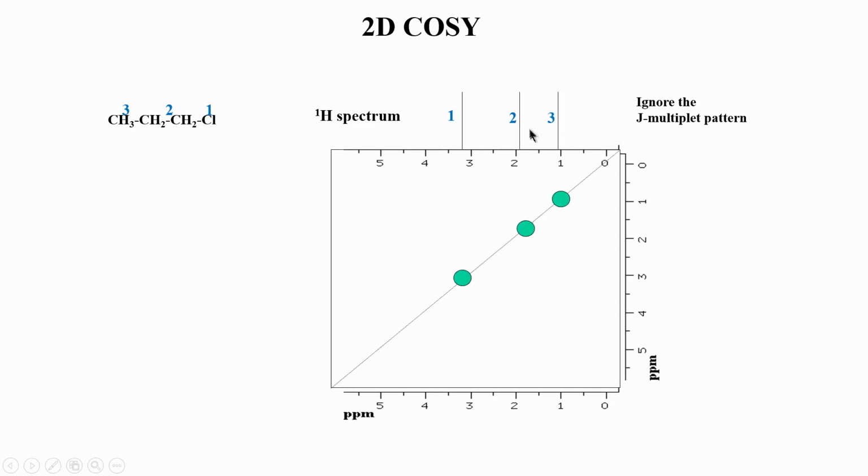You can see that if I draw a diagonal peak now, the diagonal peak is simply the correlation of proton 3 with 3, proton 2 with 2, proton 1 with 1. So, that is nothing but the same 1D spectrum drawn in a diagonal way. Okay. But now let us see the cross peak.